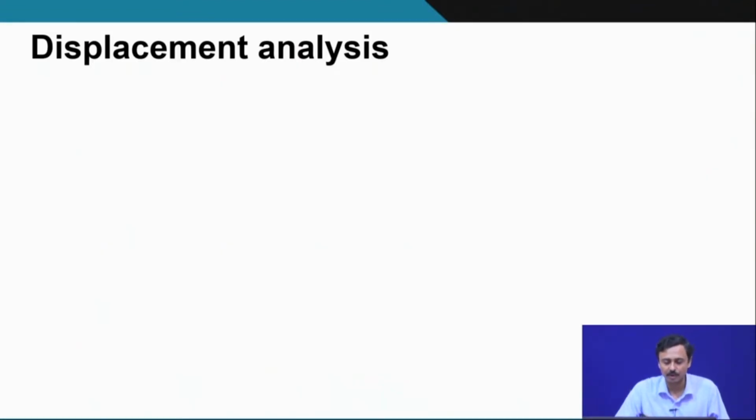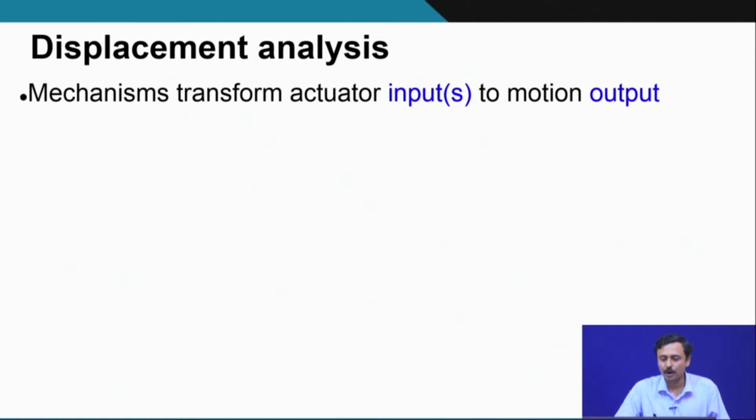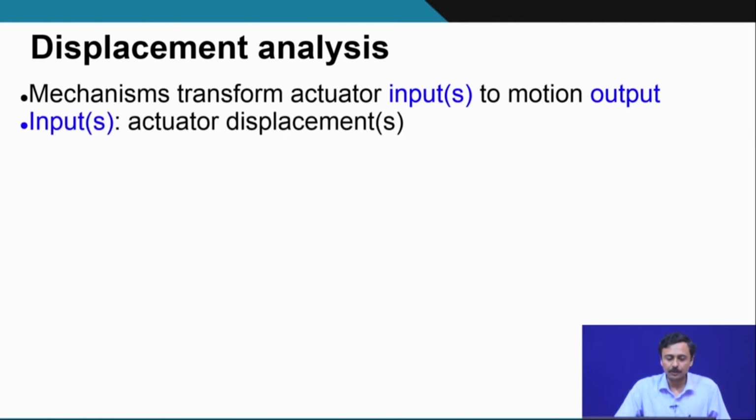So, displacement analysis, as I just mentioned, is about knowing the input output relation. We know that a mechanism transforms the actuator inputs to certain motion outputs. There can be multiple inputs, but usually there is one output. So, this input output relation is the subject matter of displacement analysis. Inputs are the actuator displacements. For example, in case of a rotary motor, what is the angle by which the motor rotates? In case of a hydraulic actuator, it will be the throw or extension of the hydraulic actuator. So, these are the inputs.